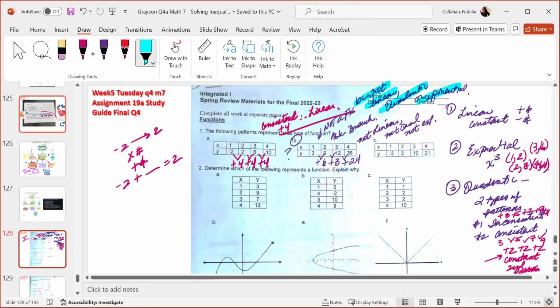Okay, take a look at C. Look at the difference. How are you getting from -3 to 2? You could do 2 minus -3, which is a 5, correct? 10 minus 2 is what? 8. 21 minus 10 is 11, correct? You subtract it there, like negative 2 to 2. 2 minus negative 2 is 4.